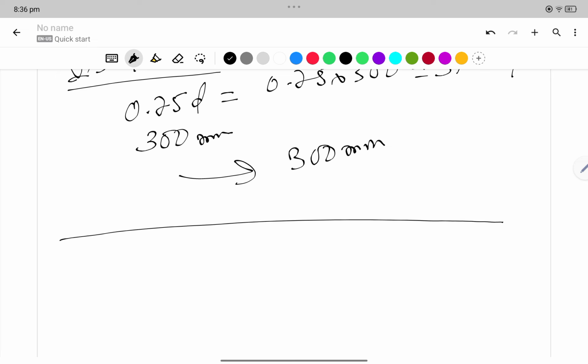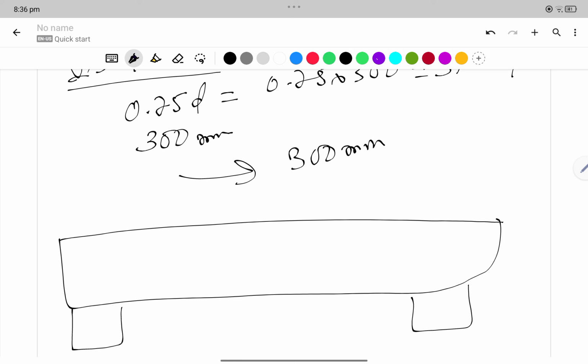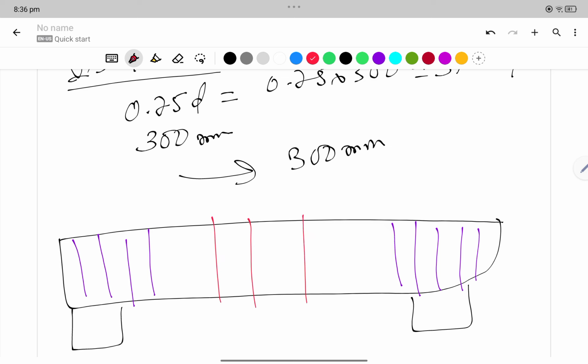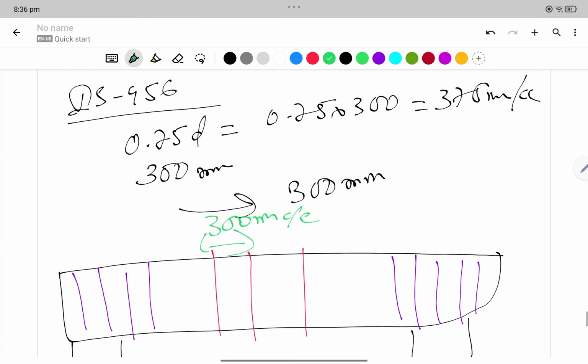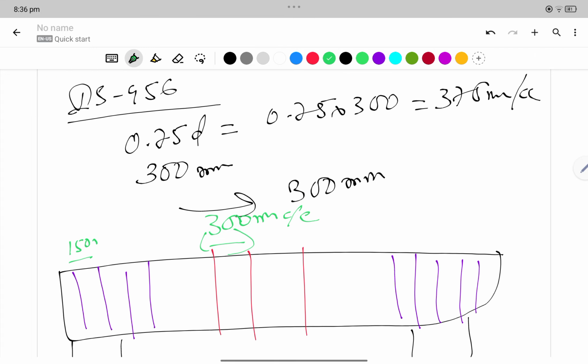If we draw a beam and these are the columns, in this area there will be shear reinforcement, and in this area there will be shear reinforcement. In this middle area the spacing will be 300 mm center to center, and in this area it will be 150 mm center to center. Here also 150 mm center to center. So we are ending up the lecture here. Thank you.